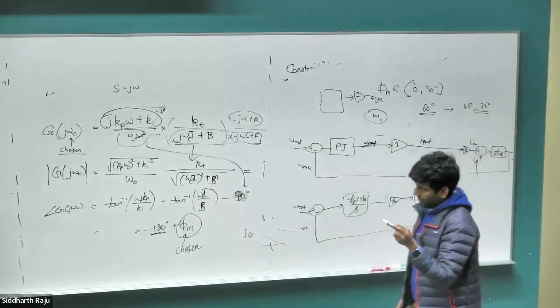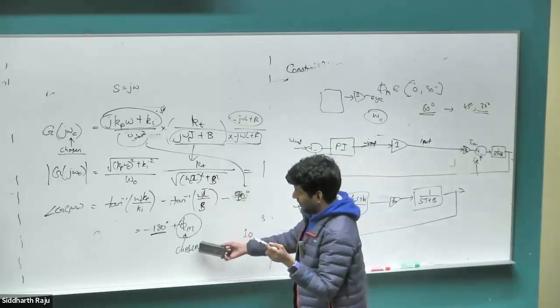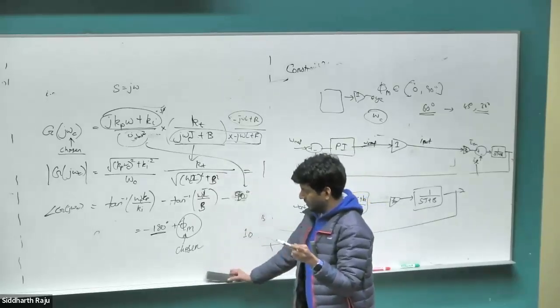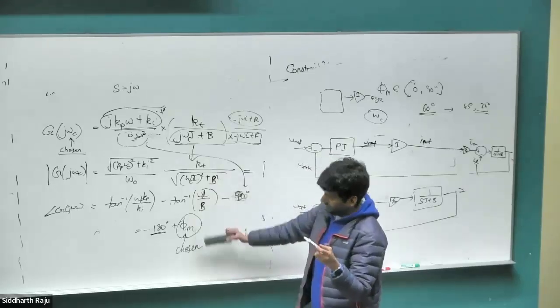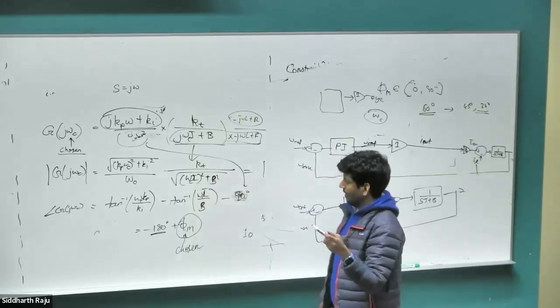Again, you can choose a phase margin of your choice. If you want to be more conservative, more stable, go closer to 90. If you want to take a little bit of risk, get this phase margin closer to 0, and that's about it.